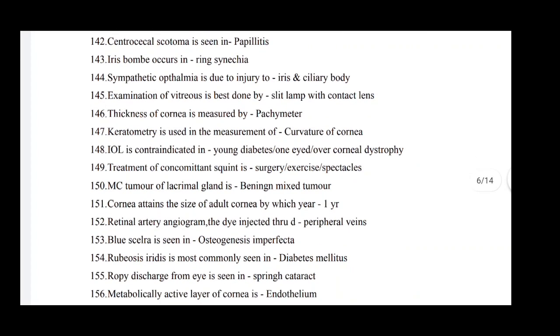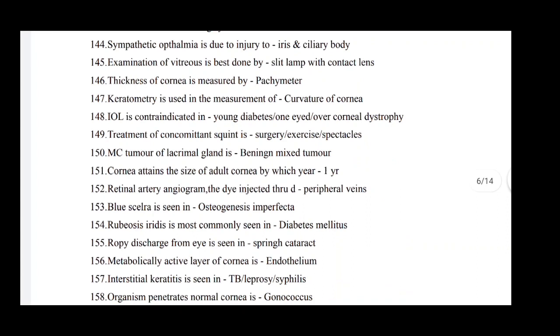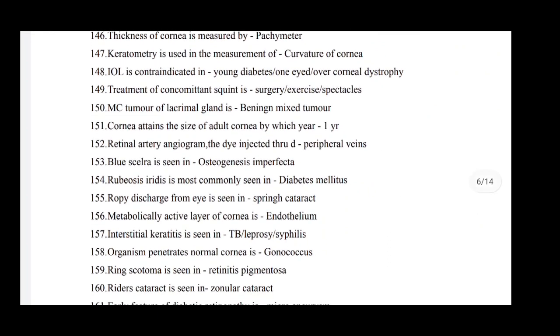Iris bombé occurs in seclusio pupillae. Sympathetic ophthalmia is due to injury of the iris and ciliary body. Examination of vitreous is best done by slit lamp and with contact lens. Thickness of the cornea is measured by pachymeter. Keratometry is used for measurement of curvature of the cornea.